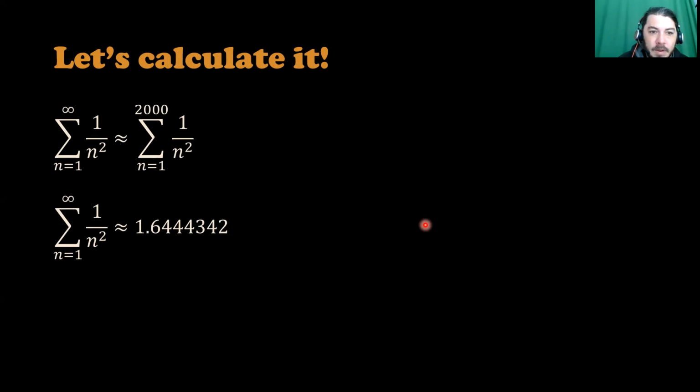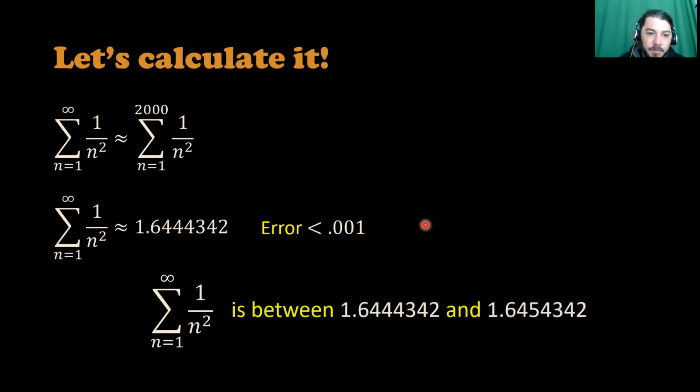And because we had a way of calculating the error separately, we know the error is less than 0.001. That means the actual value of the sum is somewhere between this approximation and the approximation plus the error. I just added a 1 in this slot right here. So this is between 1.6444342 and 1.6454342.